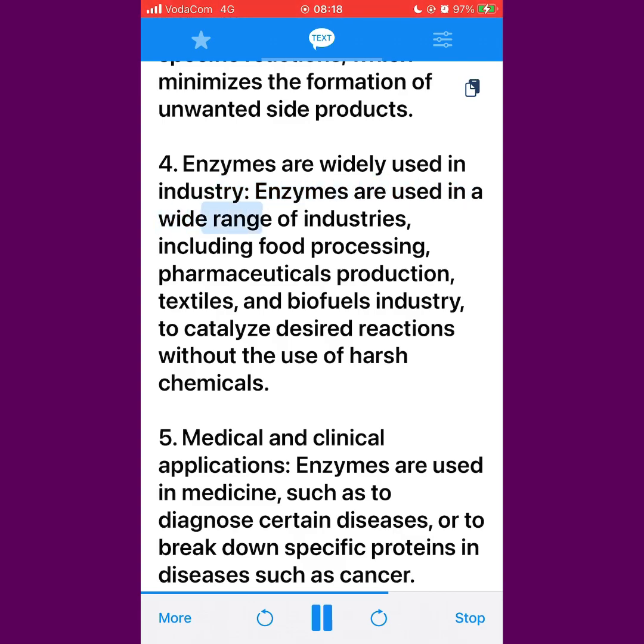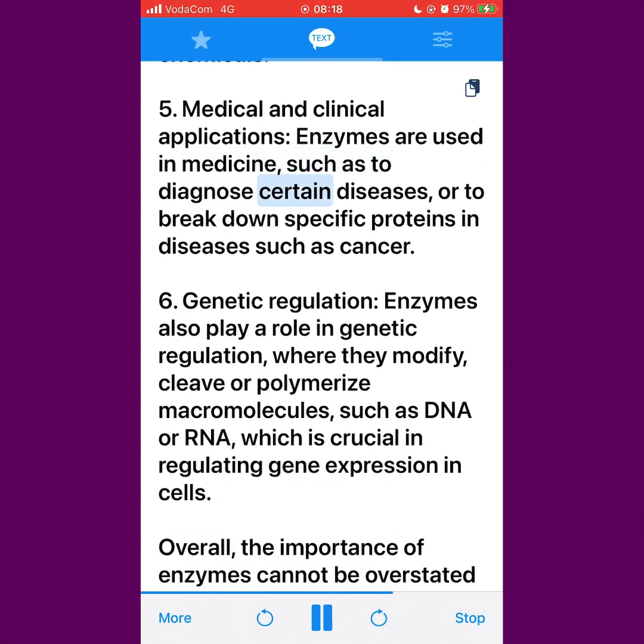Enzymes are used in a wide range of industries, including food processing, pharmaceuticals production, textiles, and biofuels industry, to catalyze desired reactions without the use of harsh chemicals. 5. Medical and clinical applications. Enzymes are used in medicine, such as to diagnose certain diseases, or to break down specific proteins in diseases such as cancer. 6. Genetic regulation.